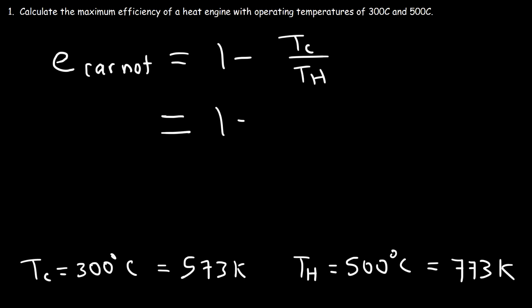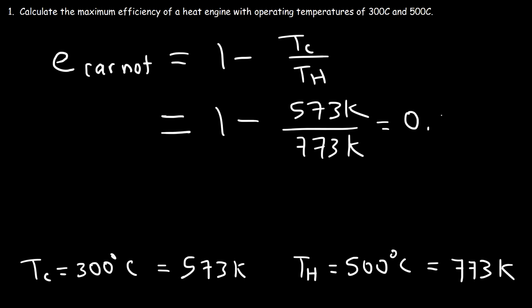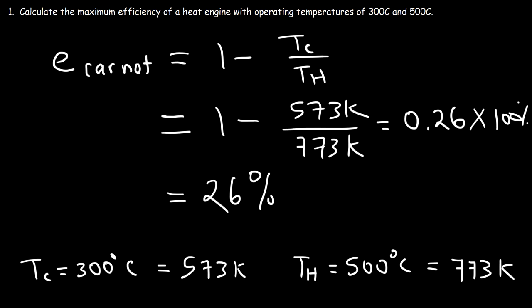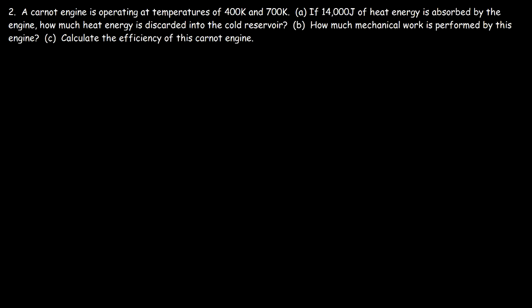Now let's plug it into this formula. Tc is 573, Th is 773. This works out to be 0.26 as a decimal. To convert it to a percentage, multiply by 100%. So the efficiency of the Carnot engine is 26%. That's the maximum efficiency that this heat engine can have given these operating temperatures.